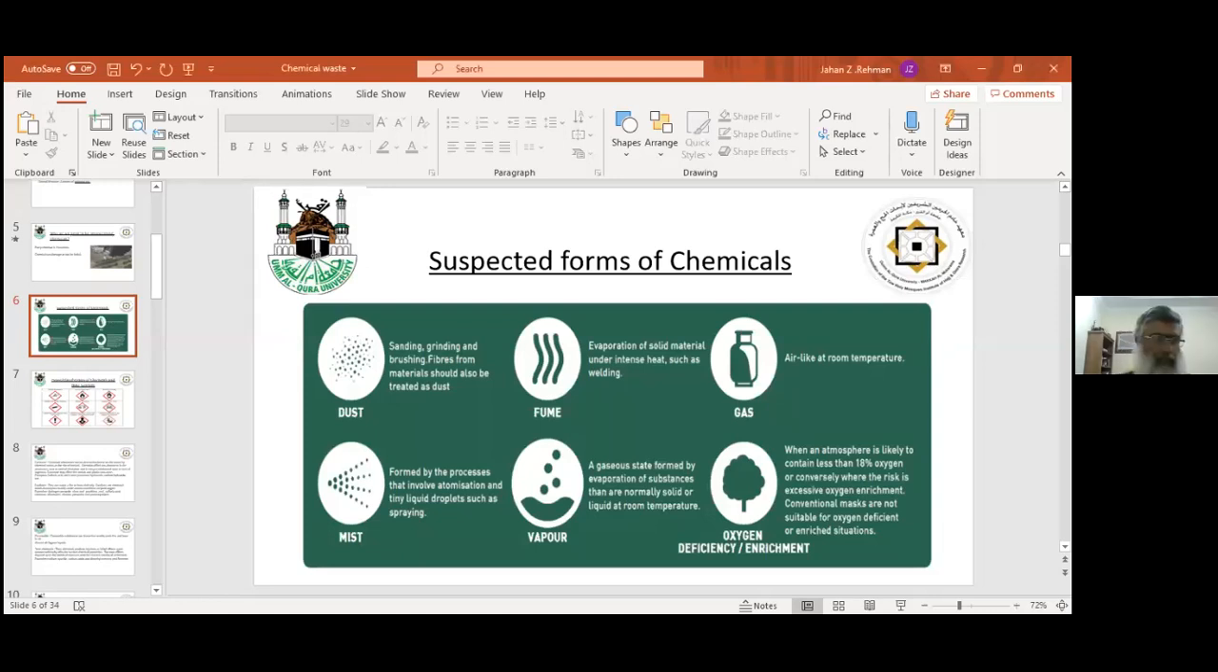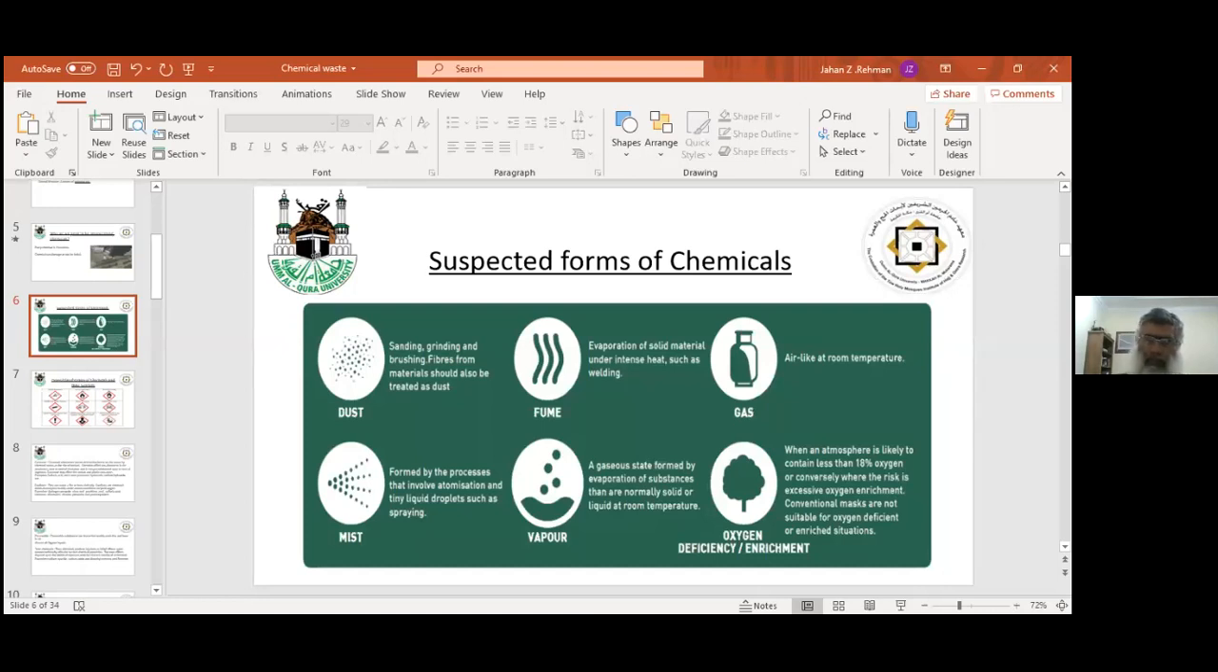These are the 6 suspected forms of chemicals. One is the dust. Dust means the grinding part of any material. If you grind metal, marble, or any concrete items, the small particles are the dust, and usually it is found on the floor.